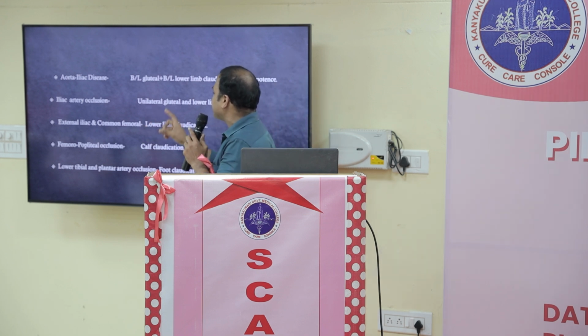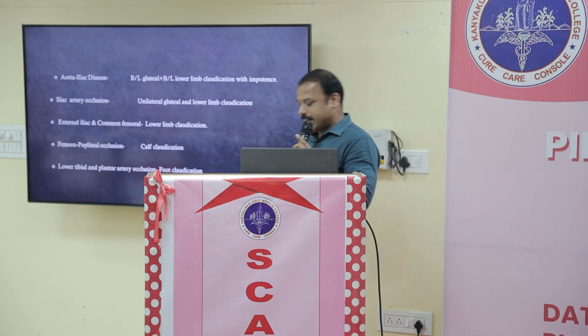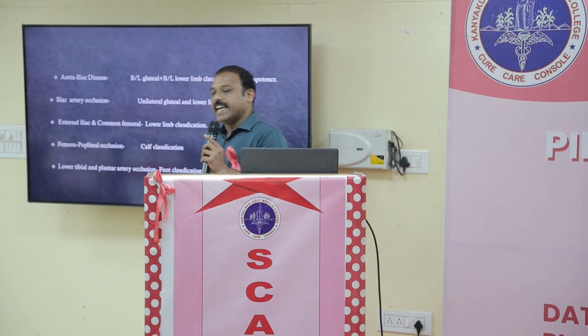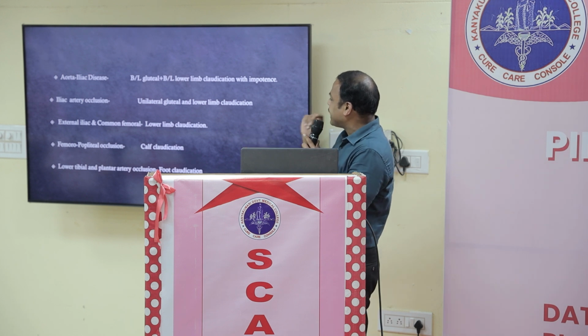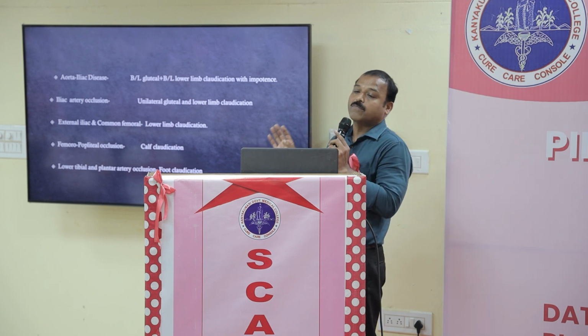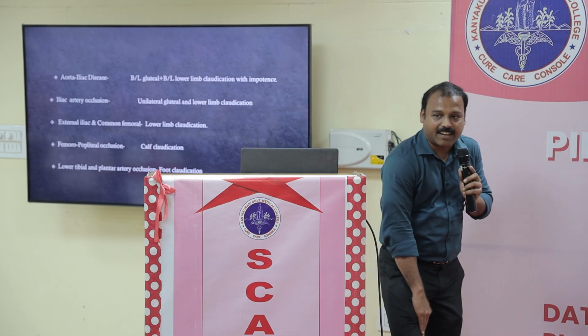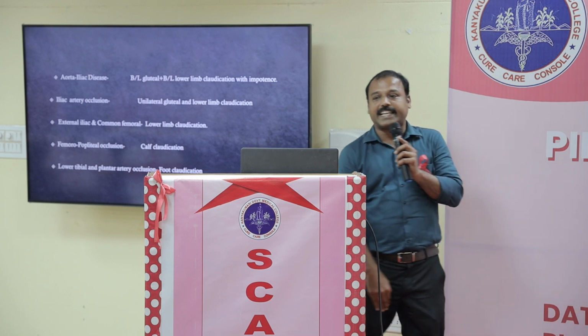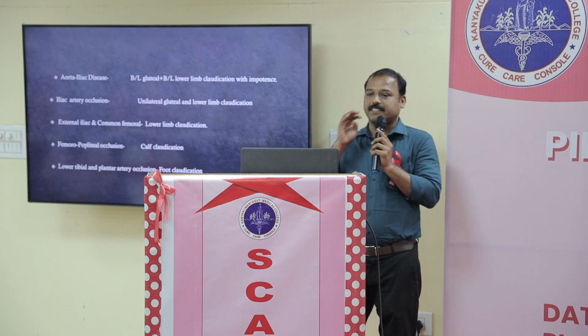In iliac artery occlusion, either common iliac on the left or right side, they have unilateral gluteal claudication and unilateral lower limb claudication. If it is occluded just below the iliac, they have gluteal plus lower limb claudication. At the next level, external iliac or common femoral, they have lower limb claudication. The next level, femoropopliteal junction in the adductor canal: if occluded, they have calf claudication and foot claudication. Lower tibial and plantar artery occlusion causes foot claudication.